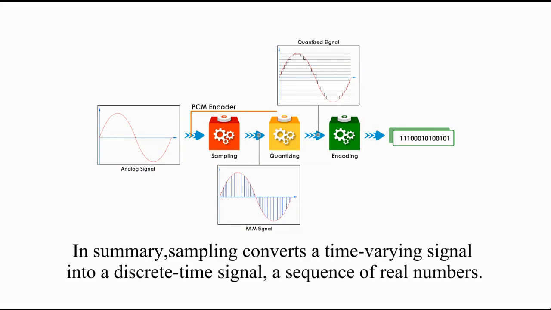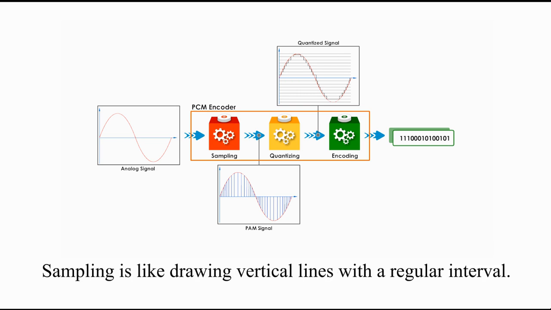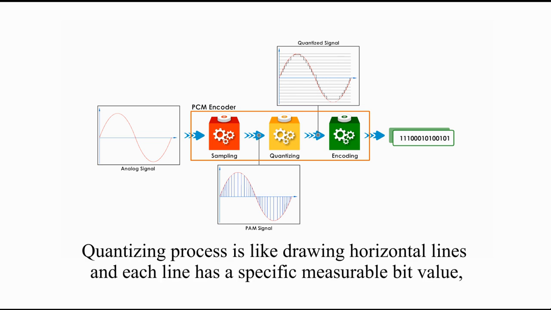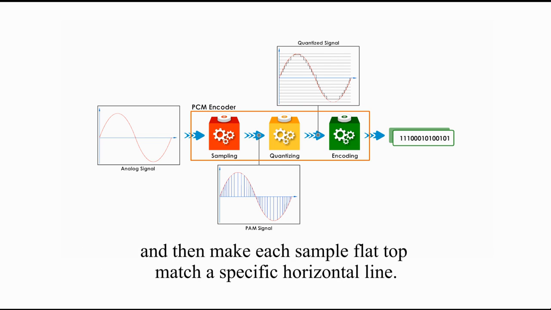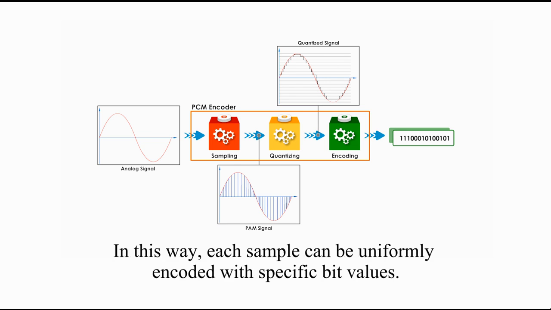In summary, sampling converts a time-varying signal into a discrete time signal, a sequence of real numbers. Sampling is like drawing vertical lines with a regular interval. Quantizing process is like drawing horizontal lines, and each line has a specific measurable bit value, and they make each flat top sample match the specific horizontal line. In this way, each sample can be uniformly encoded with the specific bit values.